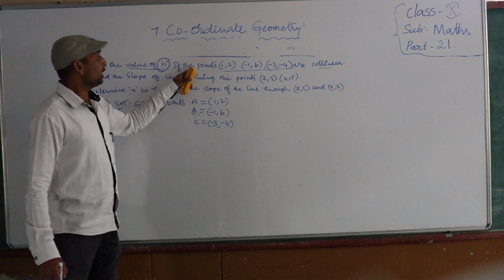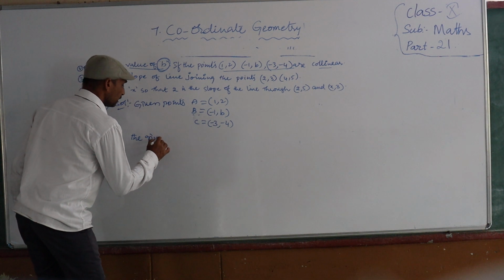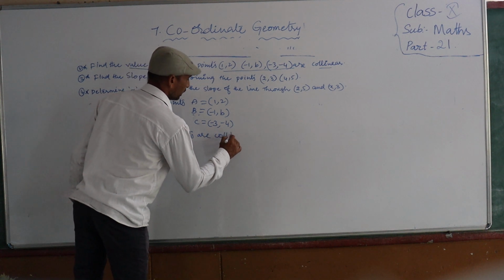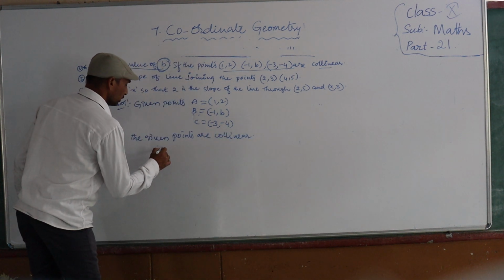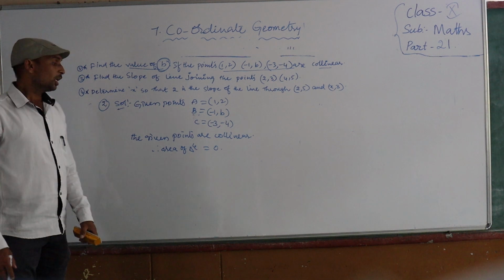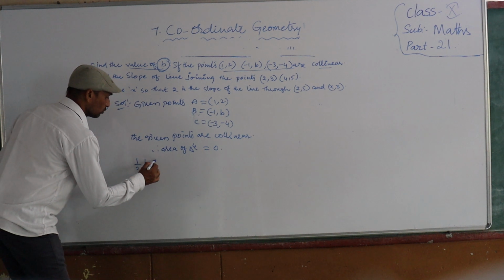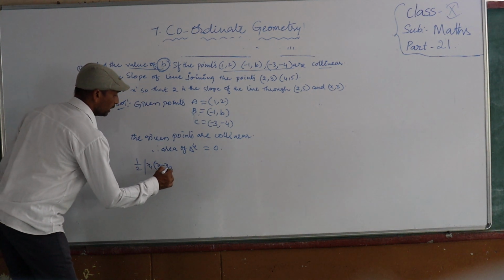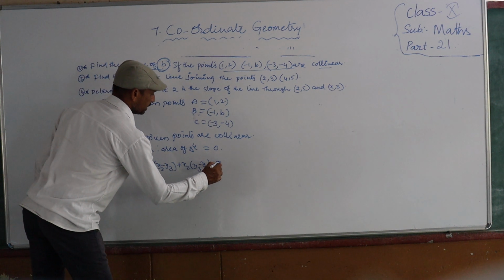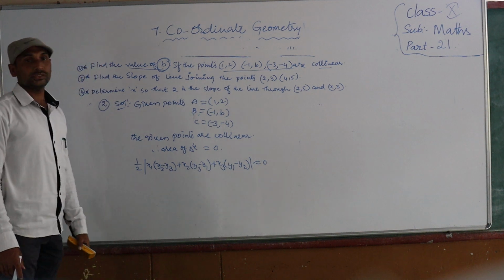The condition is that the given points are collinear. So therefore the area of the triangle equals 0. Now we have to use the area of triangle formula. What is that? Half mod of x1 into (y2 minus y3) plus x2 into (y3 minus y1) plus x3 into (y1 minus y2), that is equal to 0.